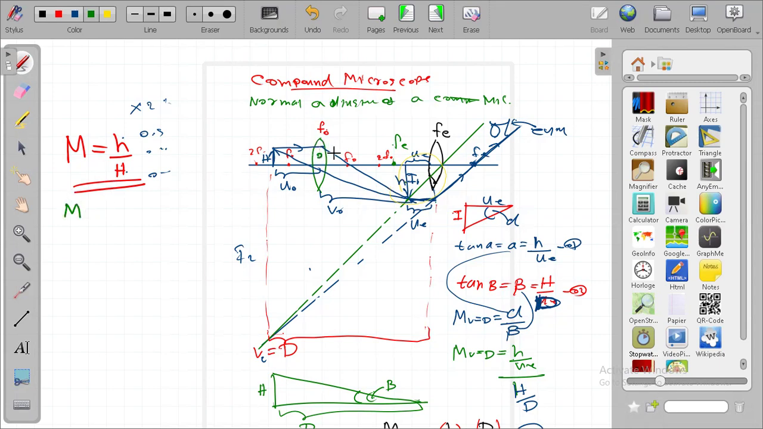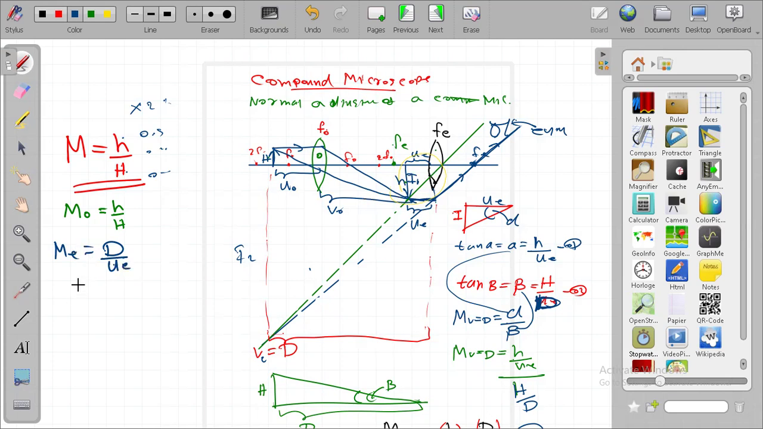This is the objective lens. This is the eyepiece. That's why I use MO equals H over capital H. For the eyepiece, what is it? D means the distance of the final image over UE, the object distance.